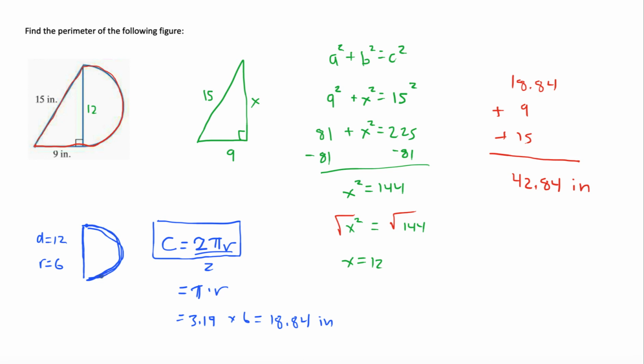So make sure you read the question carefully. Differentiate between the diameter and the radius, right? A full circle, a semicircle, and make sure you add only the appropriate values that you need.